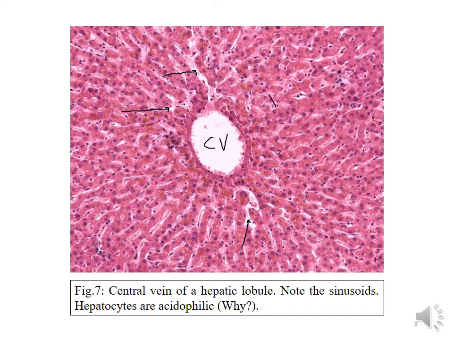On the other hand, the highly acidophilic cells, these are the hepatocytes. Why are they acidophilic? Of course, because they contain numerous mitochondria. Other types of cells may be found in the hepatic lobule, of course, but in the lab we are going to only talk about the hepatocytes.